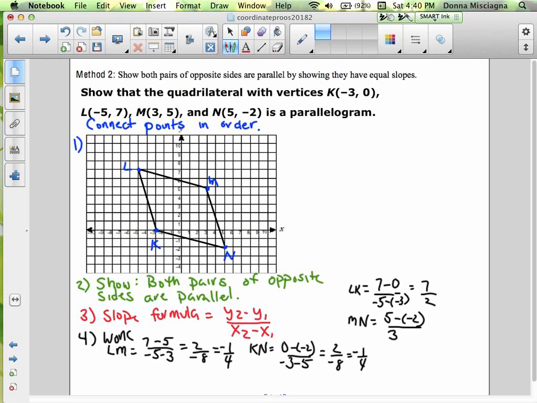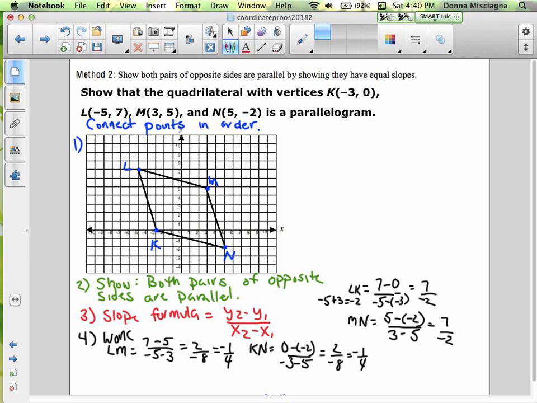Negative 5 plus 3 is negative 2. Let me fix that. And you can see the line goes down left to right. Negative 2, which is good because 3 minus 5 is also negative. So this would be 7 over negative 2. All right, we have our work.